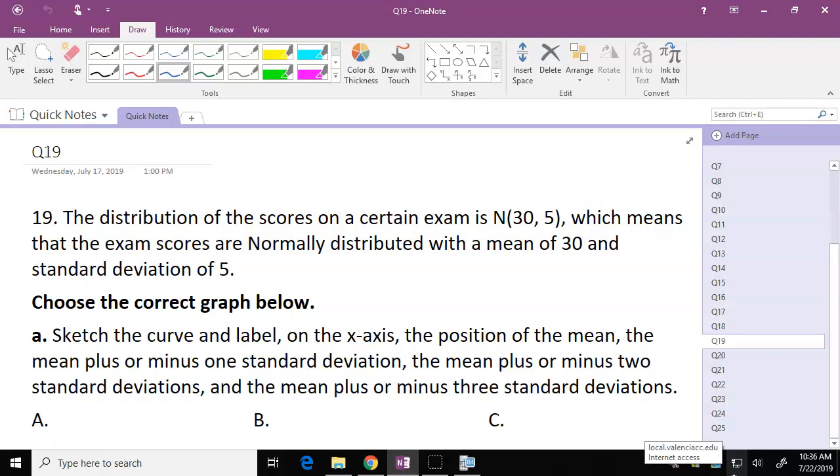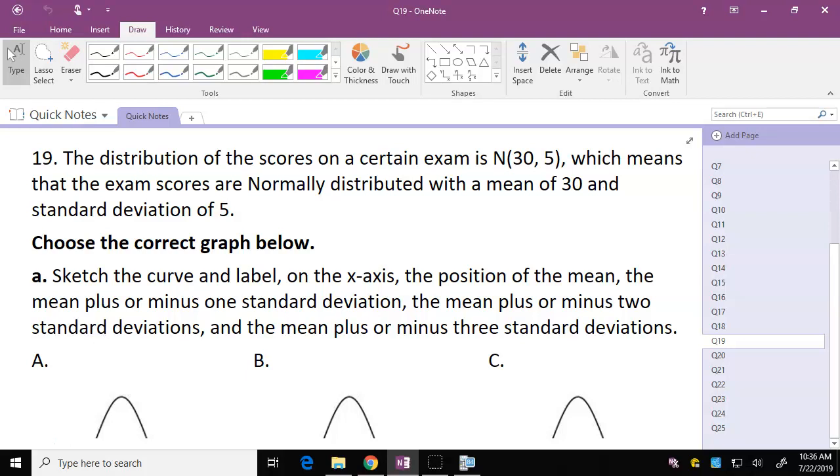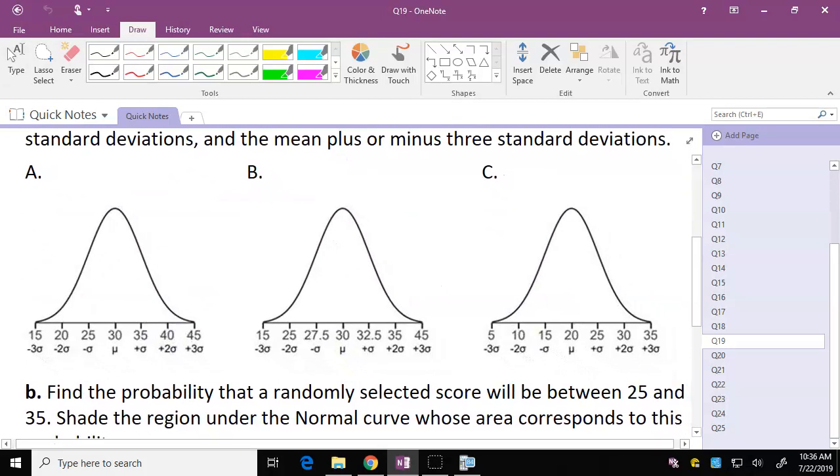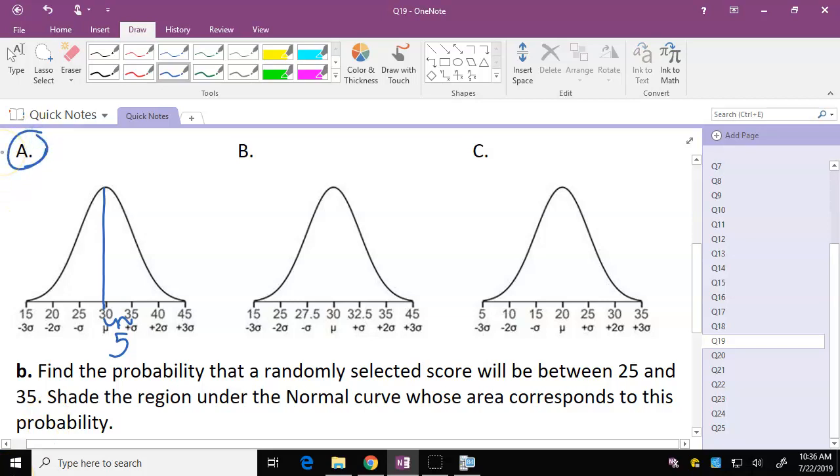Number 19 is coming from 9.2 again. So same kind of question. It says the distribution of the scores on a certain exam is N(30, 5), which means the scores are normal with a mean of 30 and a standard deviation of 5. So which graph, A, B, or C, shows the N(30, 5)? A. Because again, you can see that 30 is right there in the middle, and then this is going up by 5s. Okay?